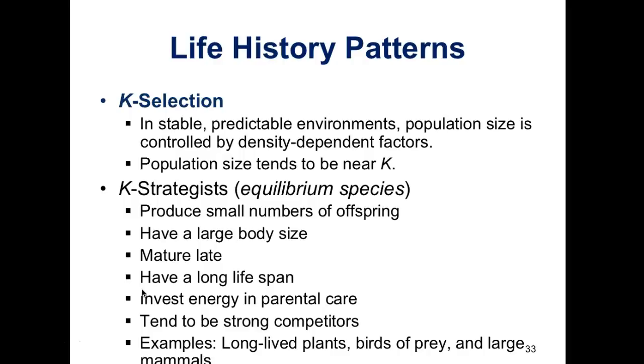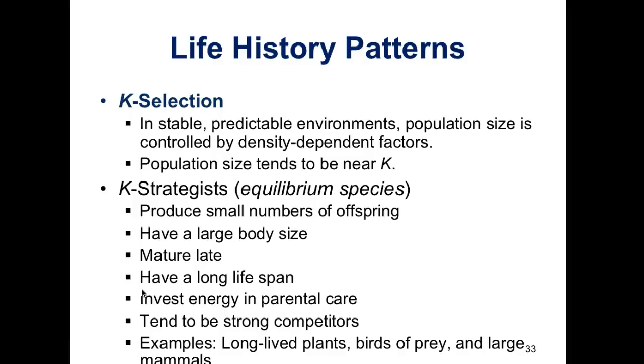The reverse end of that for a life history pattern is a K selection or K strategist and equilibrium species. In this type of life history pattern, you're going to have stable, predictable environments, and the population is going to be controlled by density-dependent factors. So the population tends to be fluctuating around the carrying capacity.